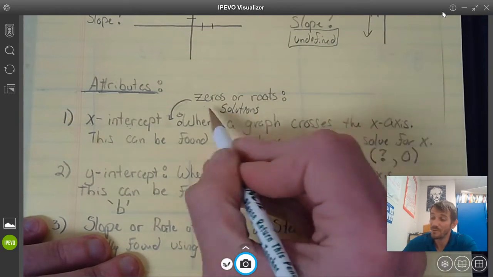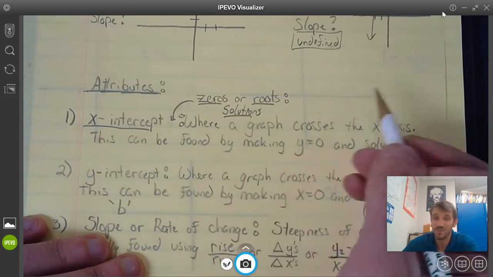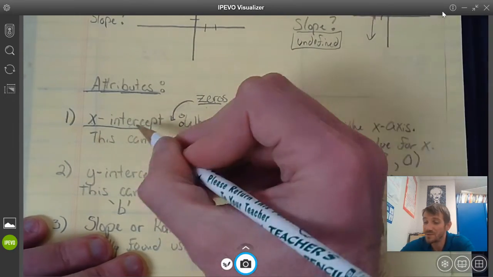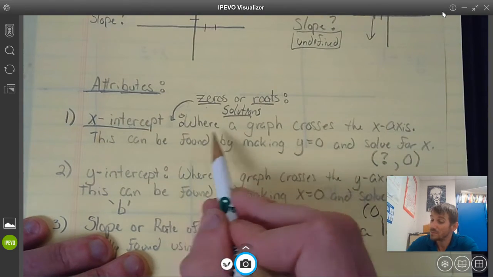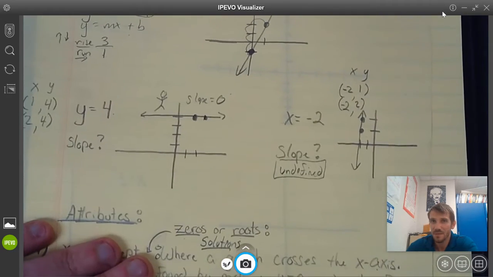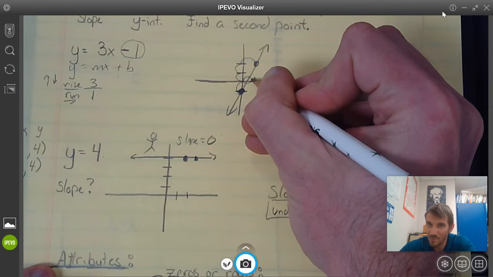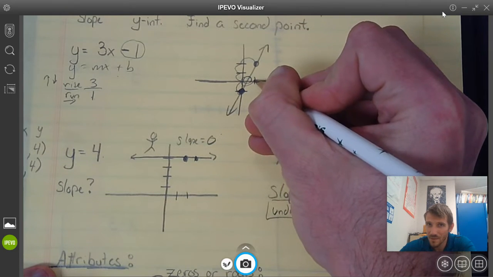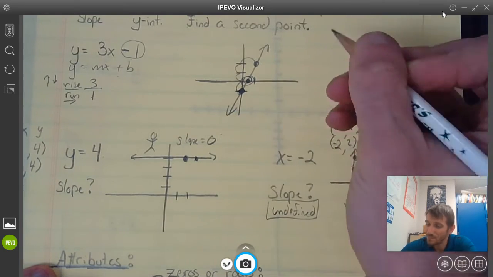All of these 3 or 4 things now. You have an x-intercept, zeros, roots, and solutions. All of those mean the same thing. Where's the x-intercept? An x-intercept is where a graph crosses the x-axis. For example, our first graph. This spot right here would be our x-intercept, that little spot right in there.